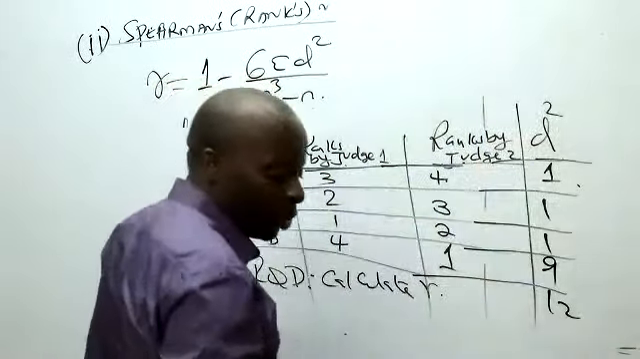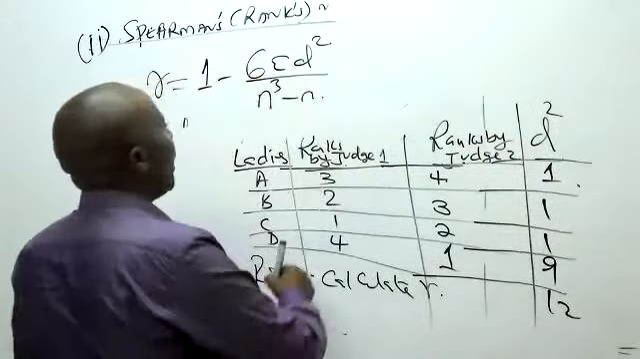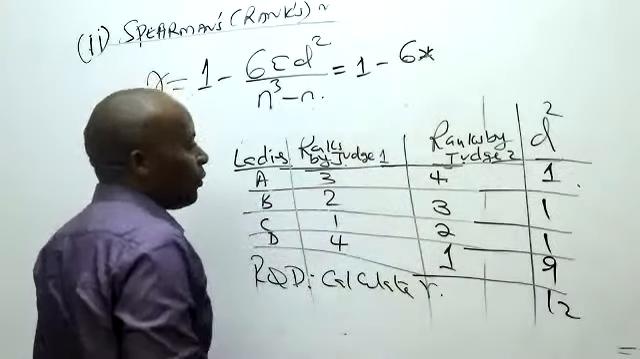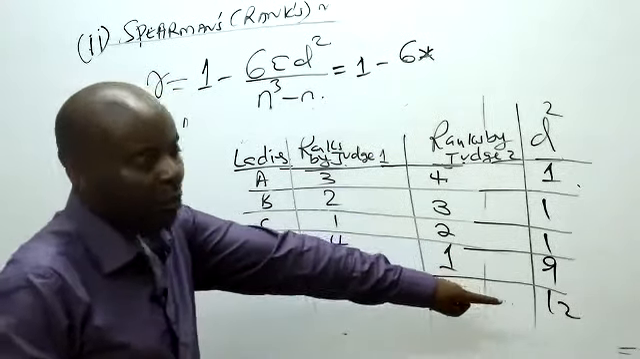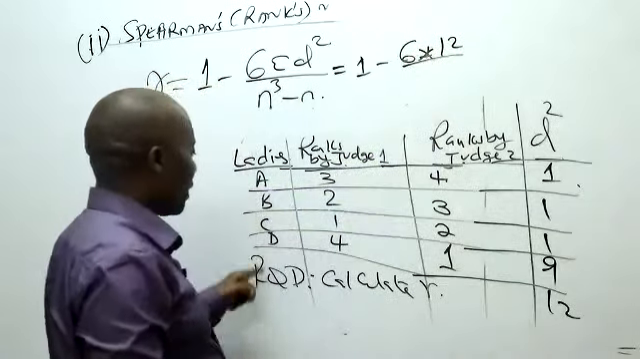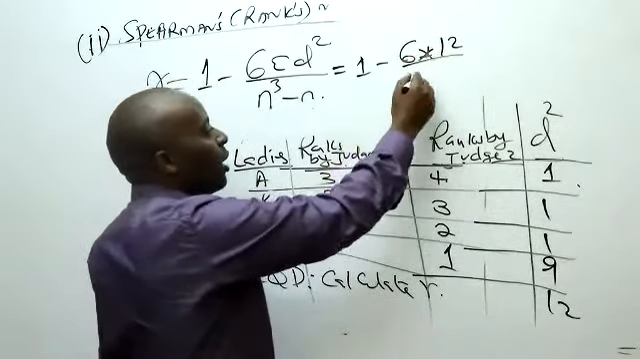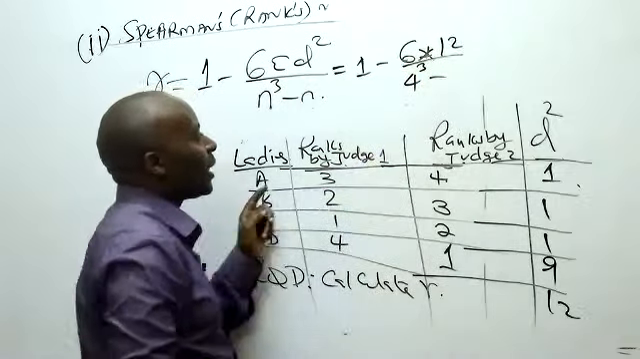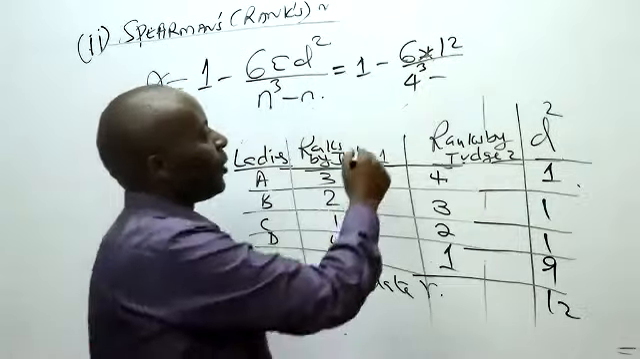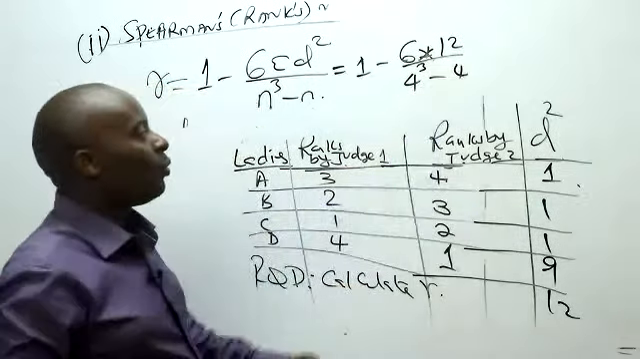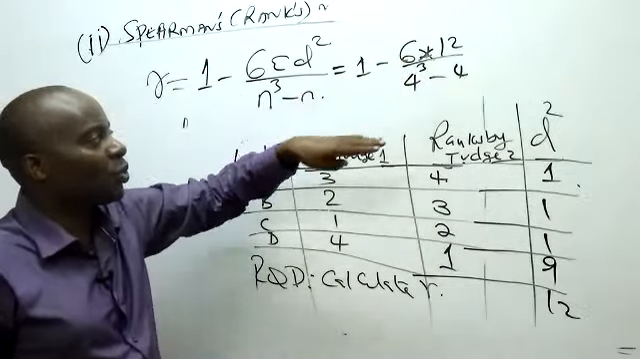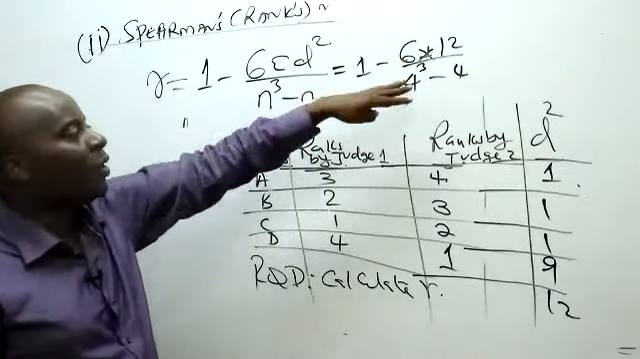So ladies and gentlemen, what we have here would be 1 minus 6 times summation of d squared. Summation of d squared, which is what here? 12, all over n, which is 4. So we have here 4 cubed minus n again, n which happens to be 4. So move slowly. First of all, deal with these multiplications and the divisions. Deal with this term here.